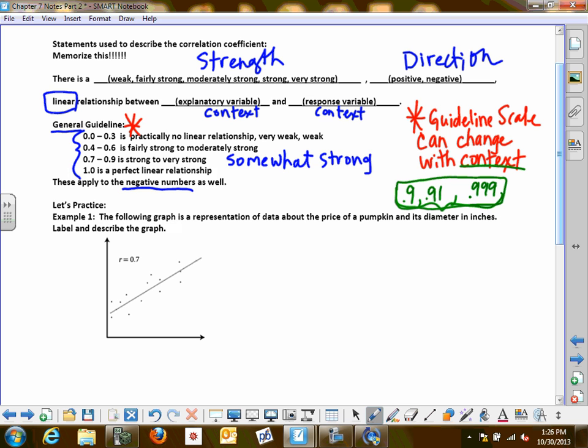Okay, that's why no books I have seen actually give you this guideline, because I think this is such a variable, this contextual value. Okay, so let's practice. Here we go.